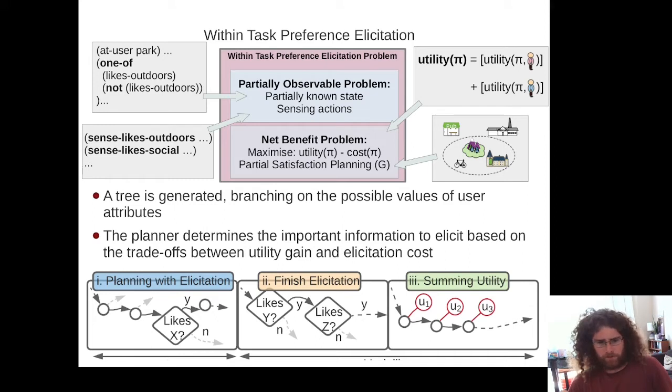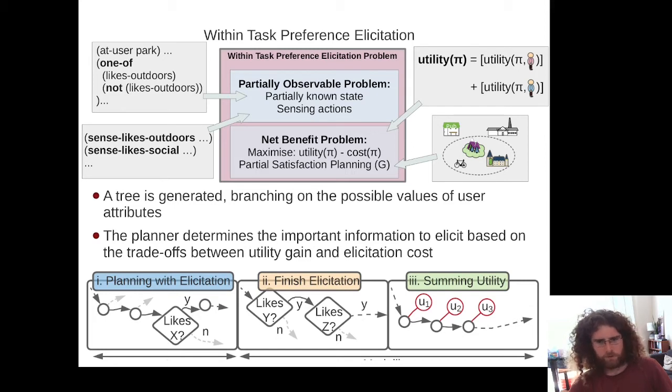From the net benefit side, we get a collection of optional goals and a kind of optimization problem of maximizing a utility minus cost term. And in this case, we have utility terms for each of the different user types.